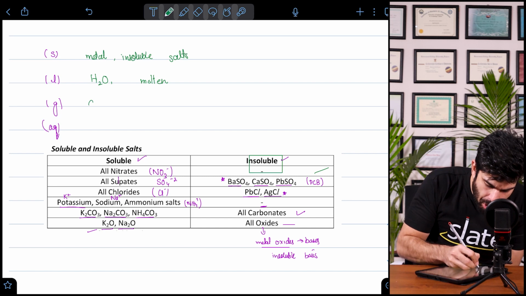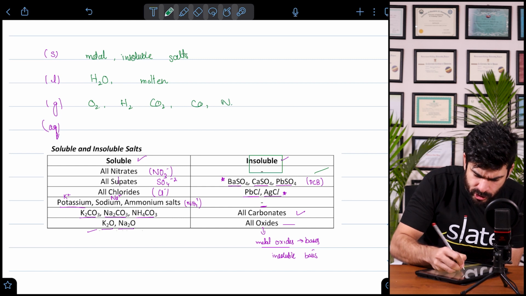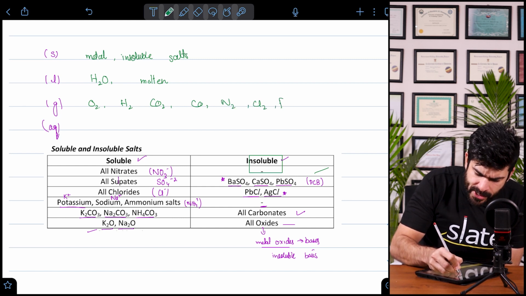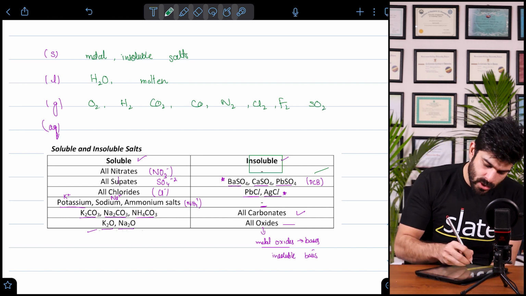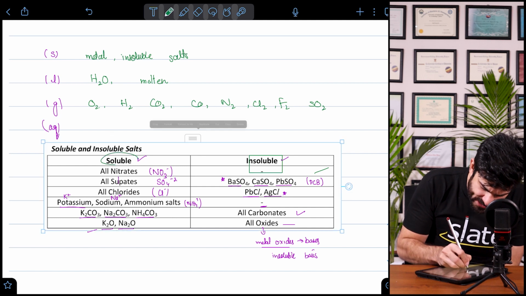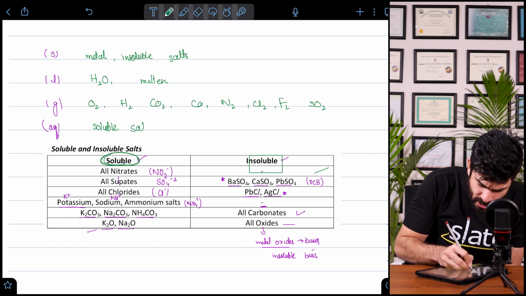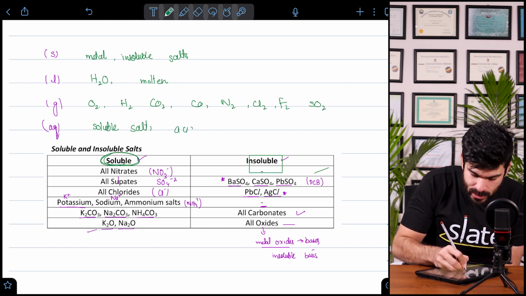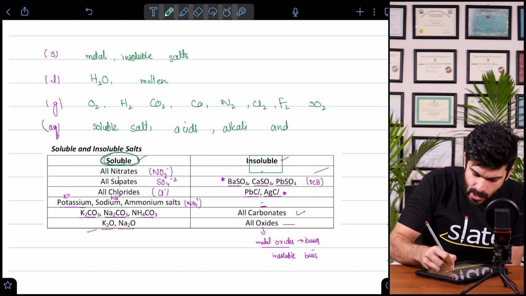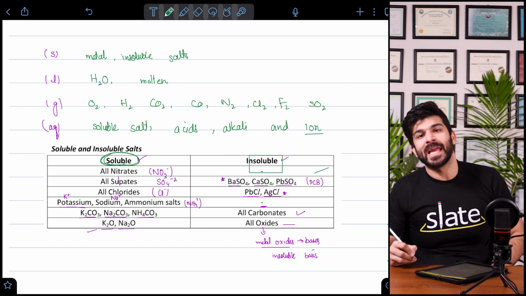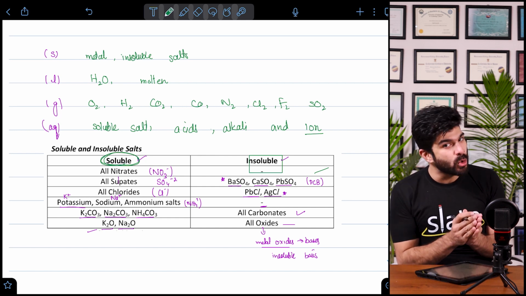Gases: oxygen, hydrogen, carbon dioxide, carbon monoxide, nitrogen, chlorine, fluorine, sulfur dioxide, and so on. You know many gases. Aqueous: all of these soluble ones are aqueous. So soluble salts are aqueous. Acids are aqueous. Alkalis are aqueous. And lastly, whenever you write an ion, it will get an aqueous state symbol. So with this, you should never go wrong with your state symbol question.